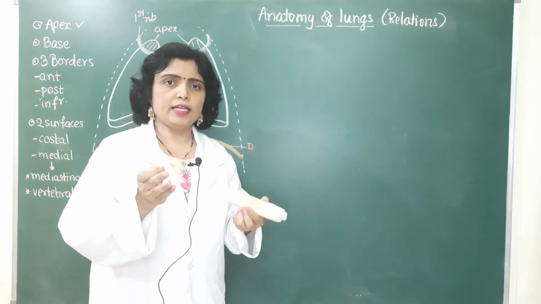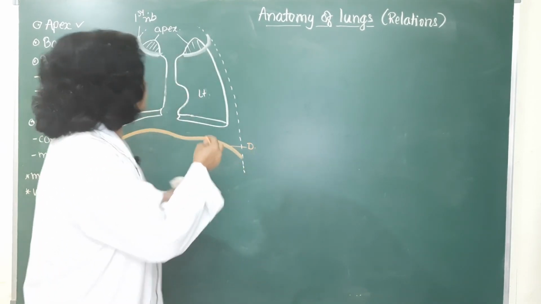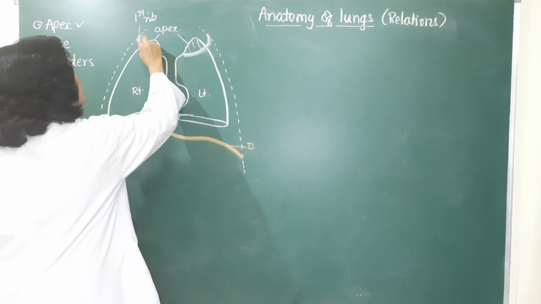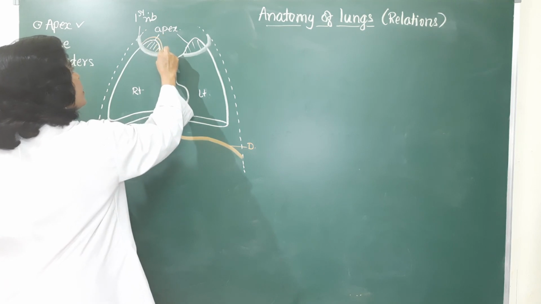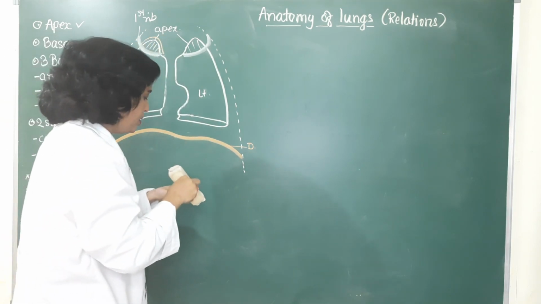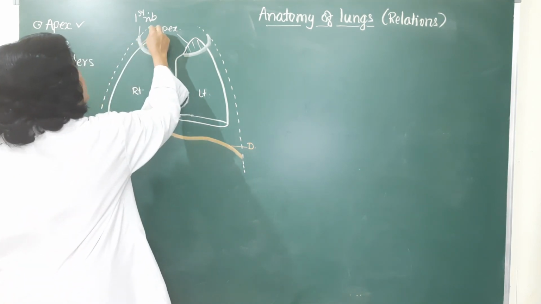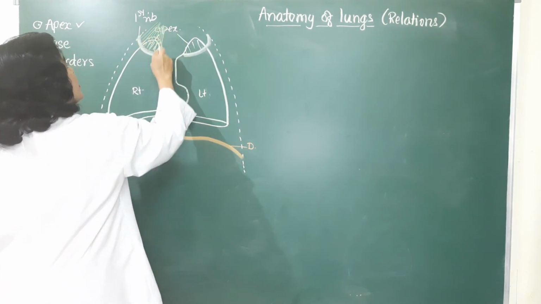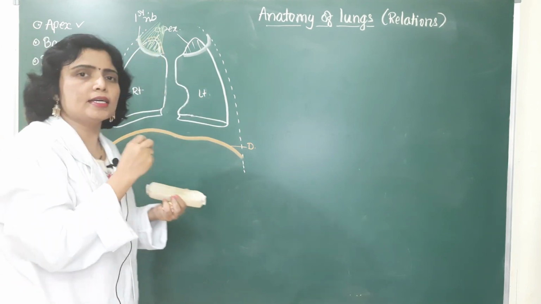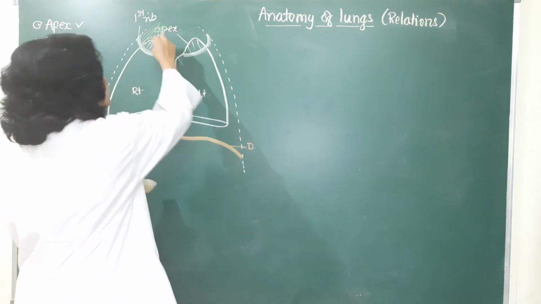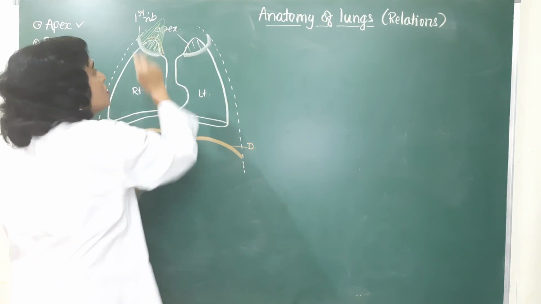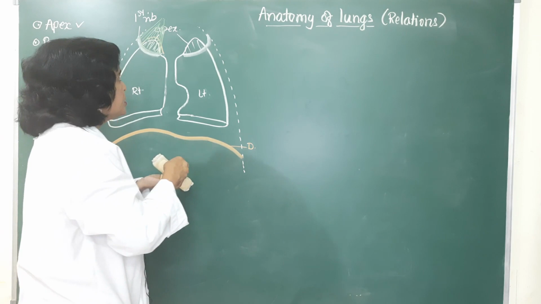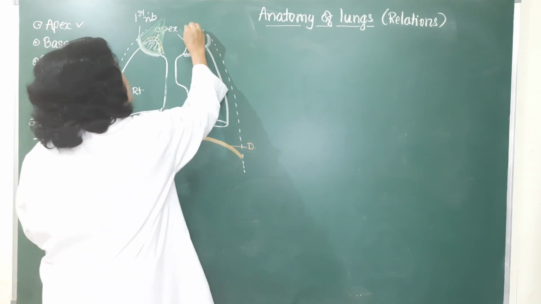Now the relations of the first rib we will apply here. See, coming to the relations of the apex, it is covered by the pleura, which is called the cervical pleura. So this is the cervical pleura, and previously we have seen the inner border of the first rib. It gives attachment to the suprapleural membrane. So naturally the apex is covered by the cervical pleura and this Sibson's fascia, also called the suprapleural membrane.